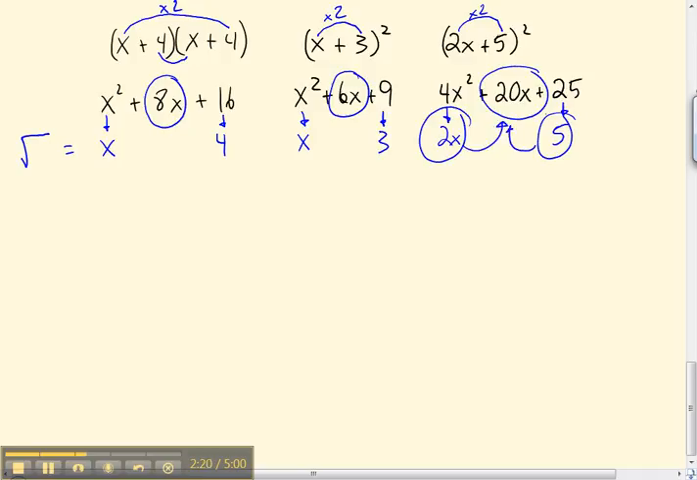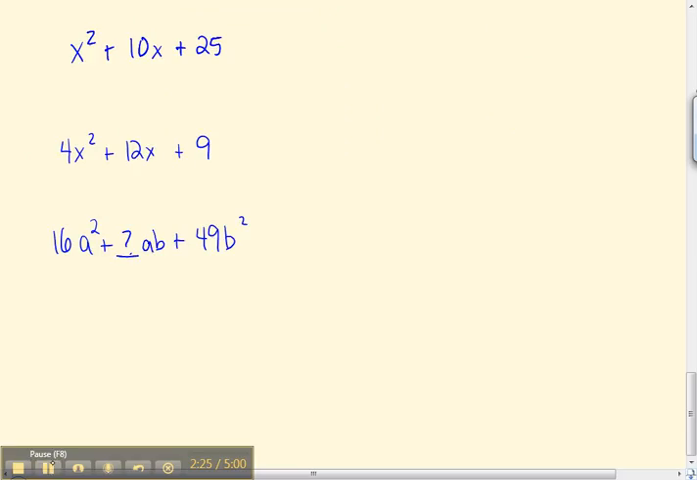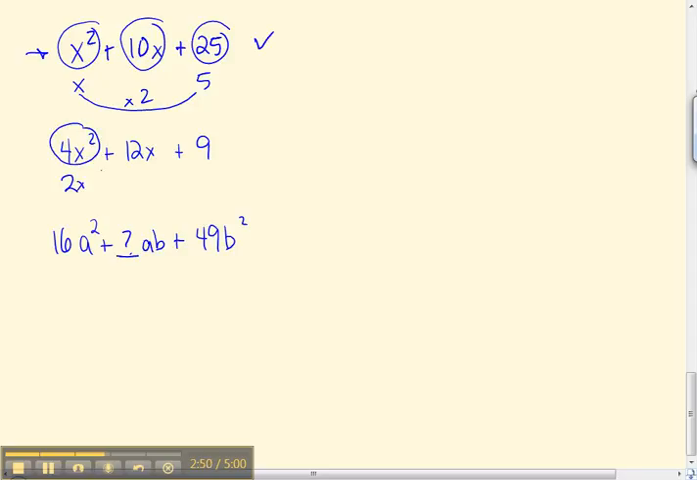Let me show you an example of some that are perfect squares and some that are not, to demonstrate that a little bit. Looking at this top example here, the square root of x squared is just x. The square root of 25 is 5. x times 5 is 5x. 5x times 2 is 10x. So this is a perfect square. Let's look at the next one. The square root of 4x squared is 2x. The square root of 9 is 3. 2x times 3 is 6x, times 2 is 12x. That is also a perfect square.